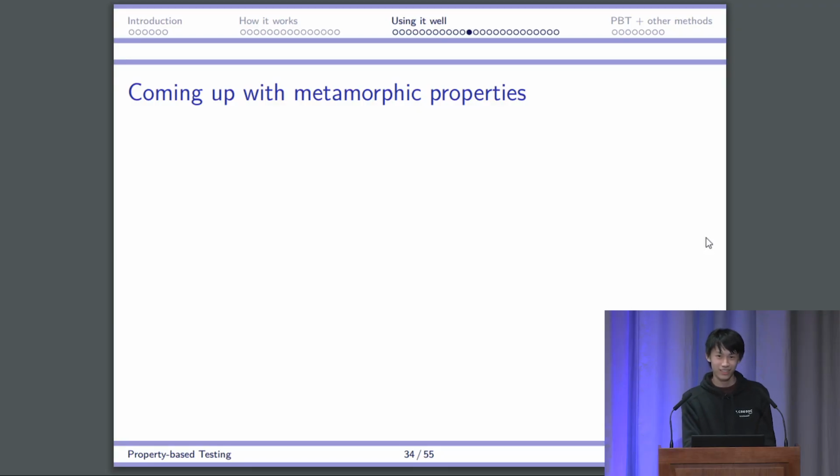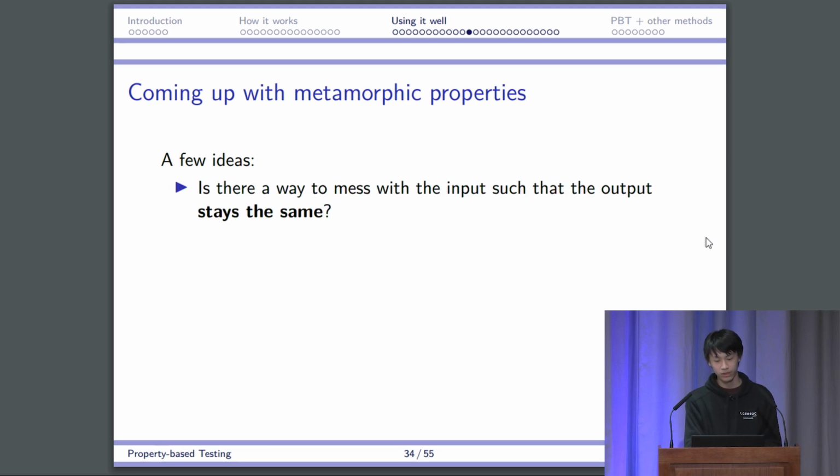So let's talk about how we can come up with metamorphic properties. Because now we have so many choices that we can use to come up with metamorphic properties, you might actually be paralyzed by the number of choices. So there are a couple of ideas to guide your reasoning to produce these properties. The first one is: is there a way to mess with the input such that the output stays the same? Can you find some sort of idempotent structure within the code you're writing?